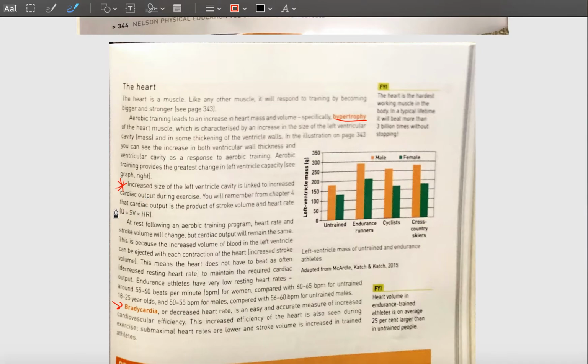Now, a reminder here that cardiac output is Q, and cardiac output refers to stroke volume times heart rate. Stroke volume is the amount of blood being ejected from that left ventricle every beat, and heart rate is how many beats per minute. So if we multiply them together, Q, or cardiac output, is the amount of blood leaving the heart per minute.